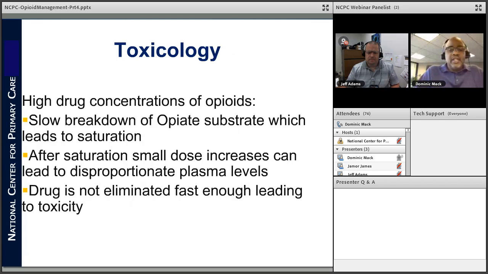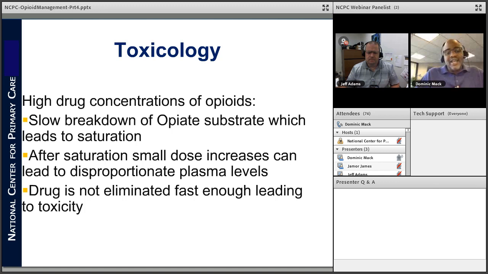So high drug concentrations which lead to overdose with opioids cause a slow breakdown of the opioid substrate, which leads to saturation within the body. So you get where too many, and I'll show you an illustration, but too many of the receptors are saturated with opioids, and then the opioid floats around in the body and it begins to have a deleterious effect. And after saturation, small dose increases can really lead to disproportionate plasma levels. So that means basically all your receptors are saturated, so you can just put a little amount more within the body, and then that can tend to lead to overdose.